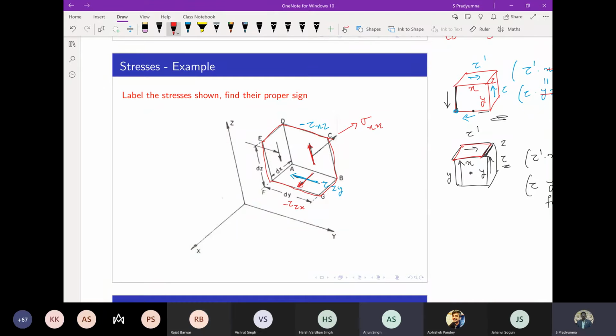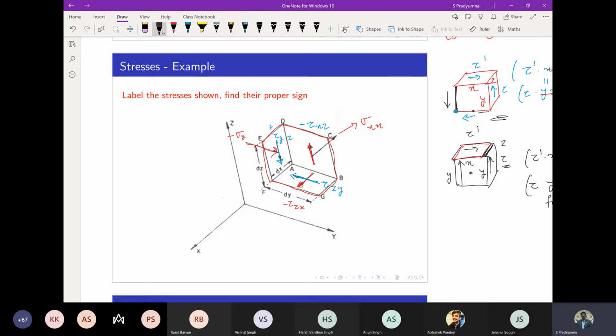And come to the face ADEF. The normal stress shown there is sigma y. Positive or negative? It will be negative, compressive, right? And come to the last term here. What is this? This is tau yz. Positive, right? This is positive. Correct? Now it is clear, I believe.